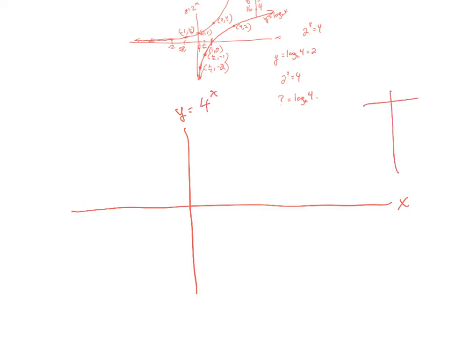Let's just quickly do a table of values. Let's do x is negative 2, so 4 to the power of negative 2 is 1/16. So at negative 2, we have 1/16 right here. Negative 1, you're just going to have 1/4.